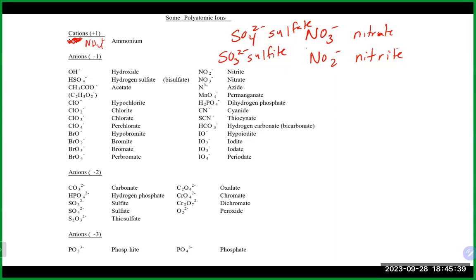The only difference between this guy and this guy is the number of oxygens, right? And nitrate, ATE, has more oxygens than ite. Same thing here. The only difference between these 2 guys is the number of oxygens. They both have a -2 charge. The one that has the more oxygens ends in ate. The one with the least number of oxygens ends in ite. So you could think like you ate too much, right? So that's the one with the most oxygens. So in a group of 2 that are related to each other, the one with the most oxygens will end in ate. The one with the least number of oxygens will end in ite.